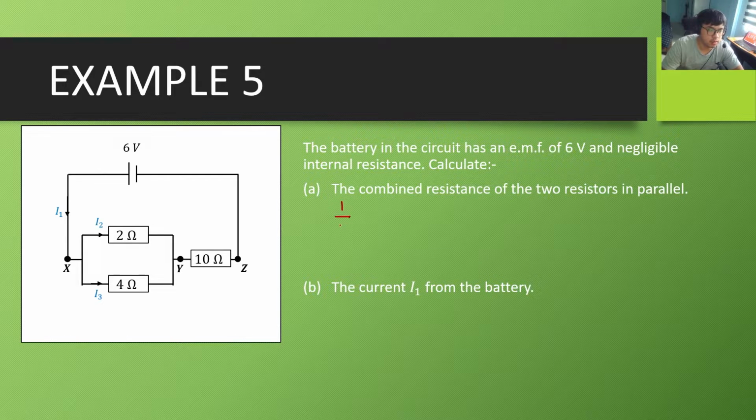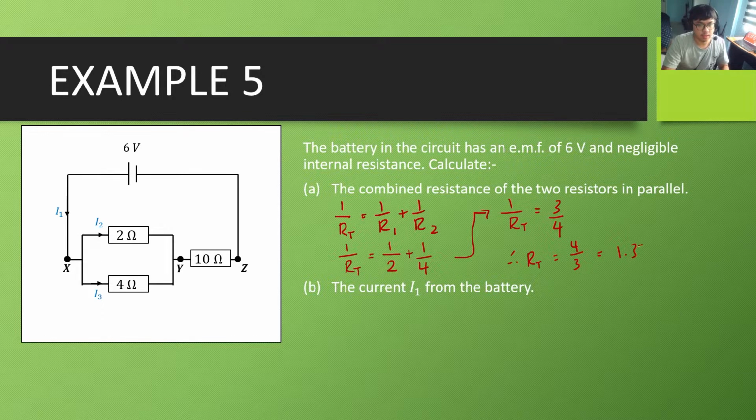So in this case, we want to find the resistors in parallel. We merely have to use the parallel formula here. R1 is equal to 2, R2 is equal to 4, and that will give us 3 over 4, or RT is equal to 4 over 3, and that's equal to 1.33 recurring ohm. And that's to 3 significant figures.